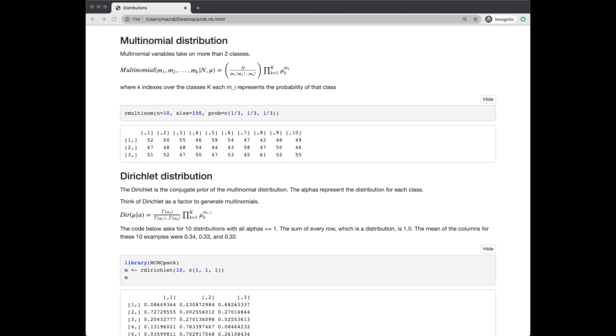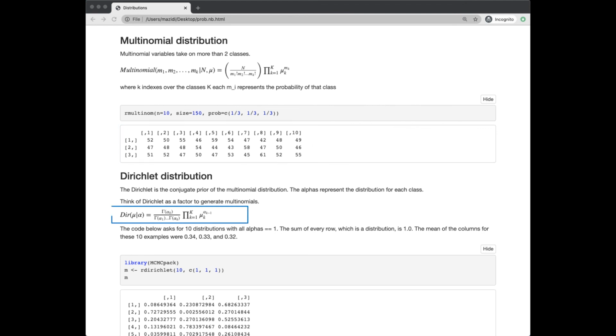There are 3 classes. If we want to put the 150 flowers in the iris data set into 3 boxes or 3 classes, with an even probability of each class, we could use the R multinomial command here. The output gives us 10 vectors left to right because we said n equals 10. Our size is 150 for each column. We get 150 flowers in each column. Values in each row are the number of flowers in that class. The mean values for the 3 rows are 54, 50.1, and 54.9.